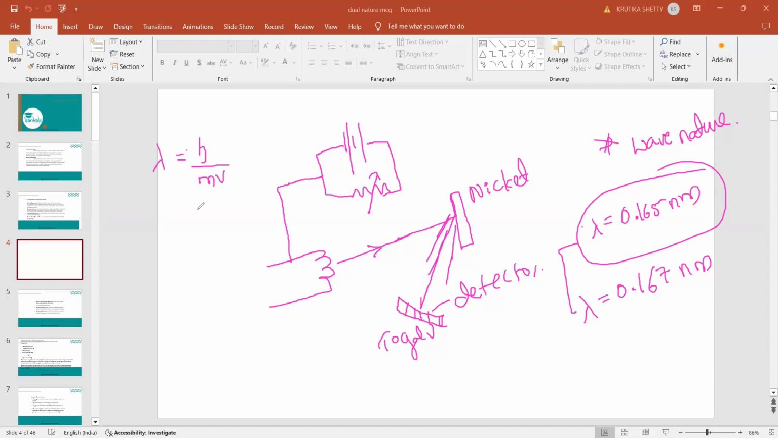Or in terms of charge also we have discussed the formula. So in terms of charge, it is H divided by under root of 2mqV. So ಇಲ್ಲಿ q ಬದಲಾಗಿ charge of the electron ಕೂಡ ನಾವಿಲ್ಲಿ introduce ಮಾಡಬಹುದು. Okay, so in that case the lambda value ಎಷ್ಟು ಬರುತ್ತೆ ಅಂತ ಅಂದ್ರೆ 0.167 nanometer ಅಂತ ಬಂದಿದೆ for the electron.